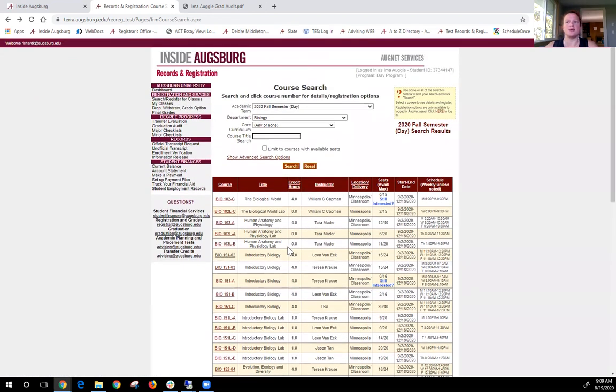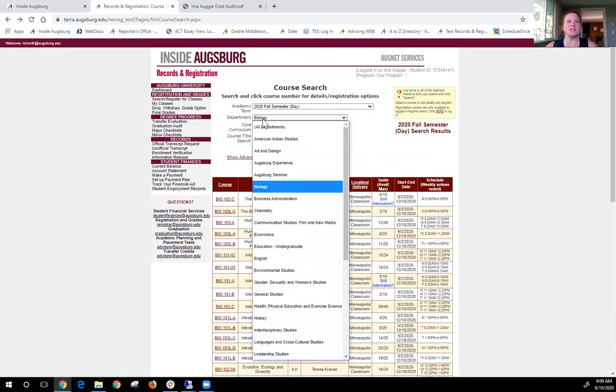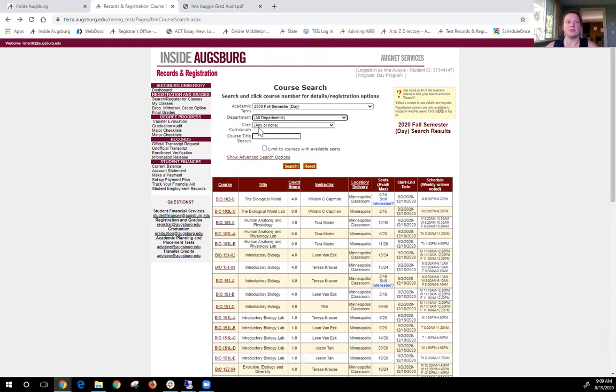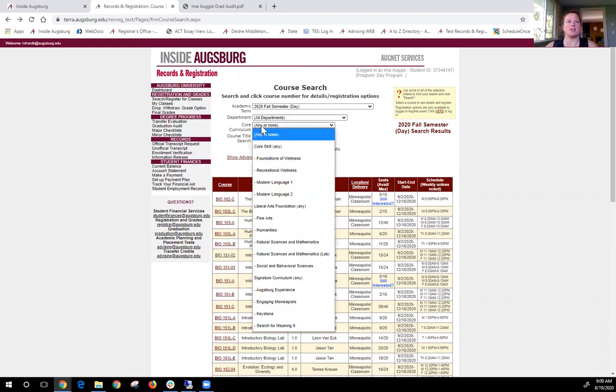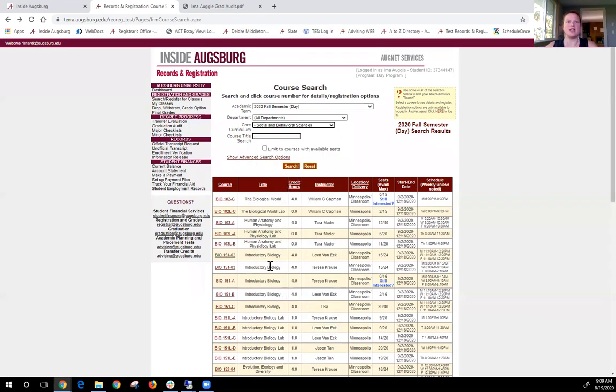Let's talk about how you register for non-major requirements. Instead of searching by department, I would search by core curriculum. So for example, if I wanted to take a social behavioral science course, I would bring up social and behavioral science. And I would limit it to courses with available seats and hit search. It should pull up every class that fulfills a social behavioral science.